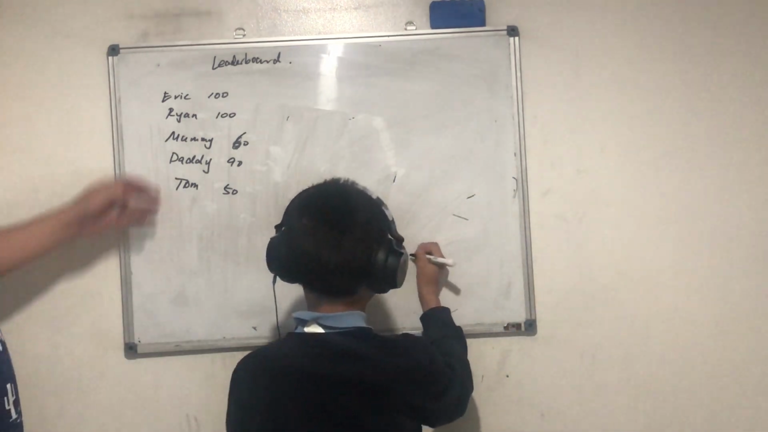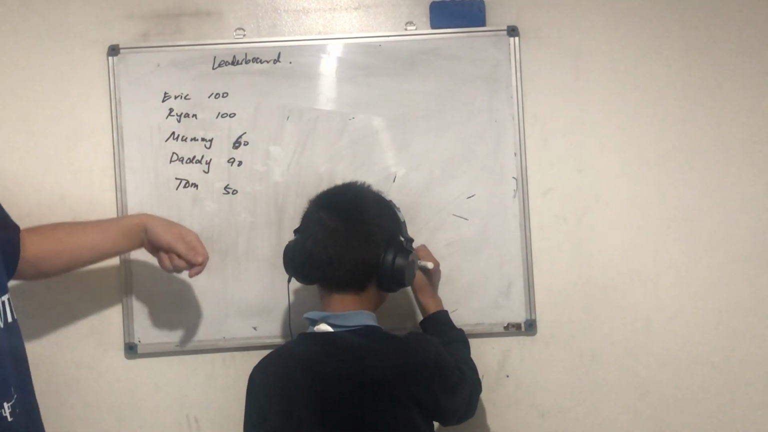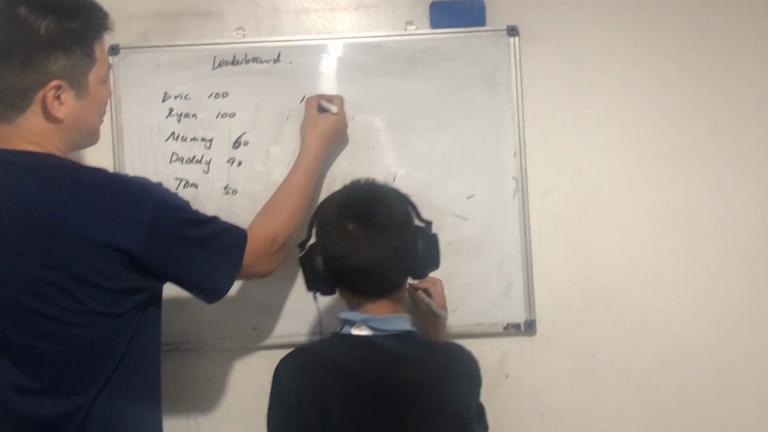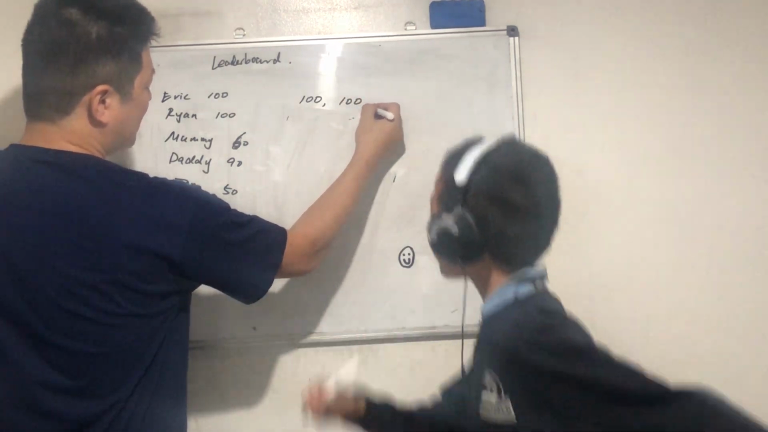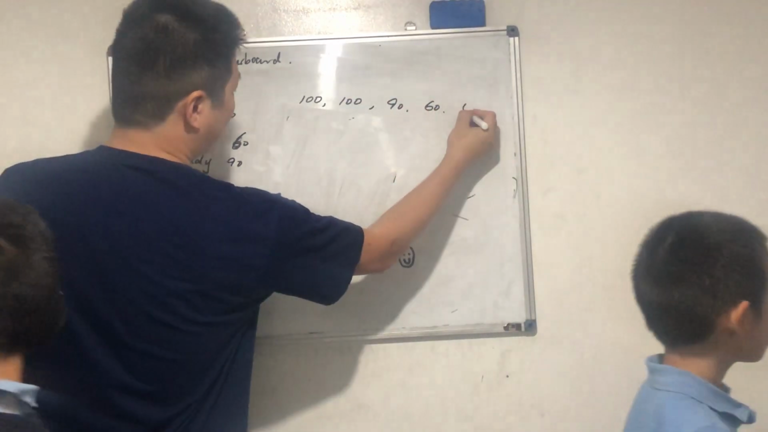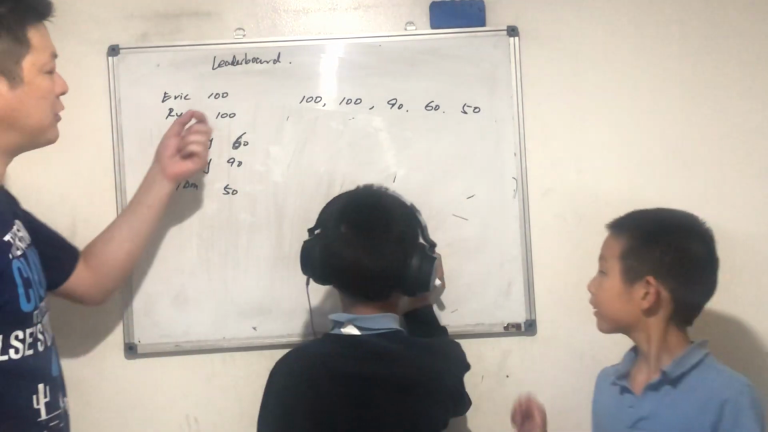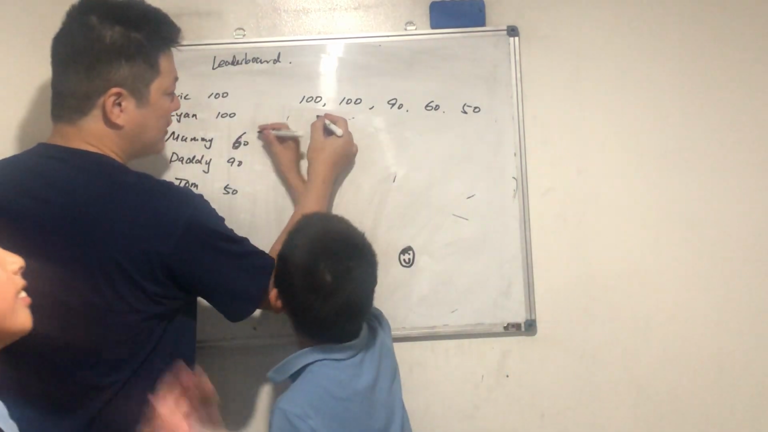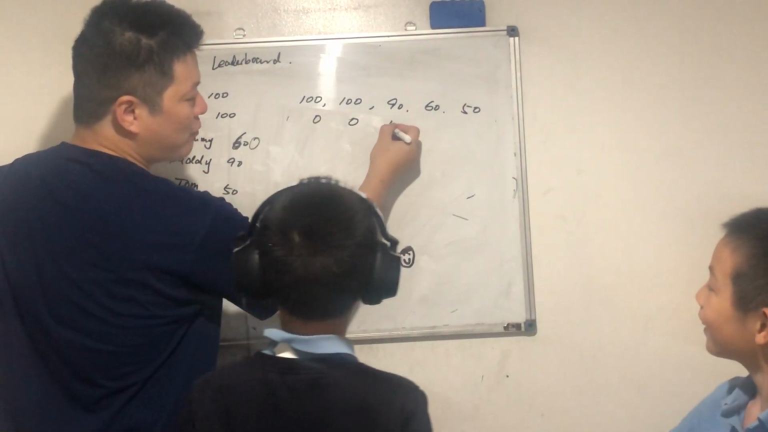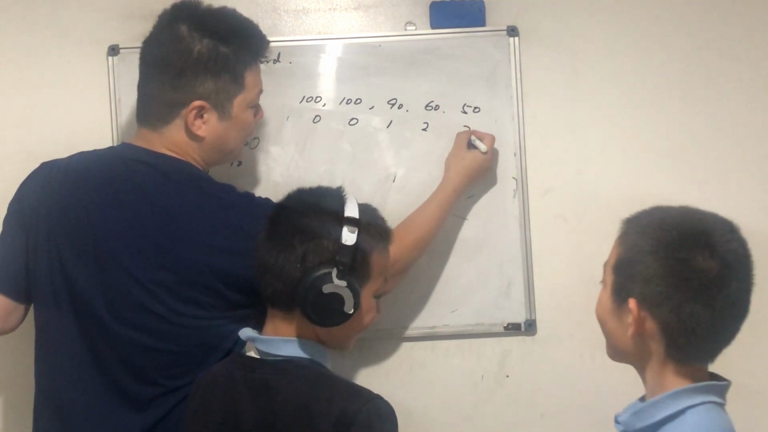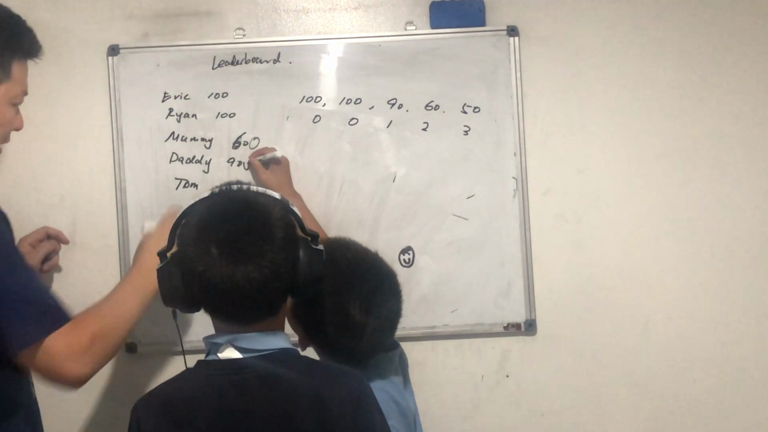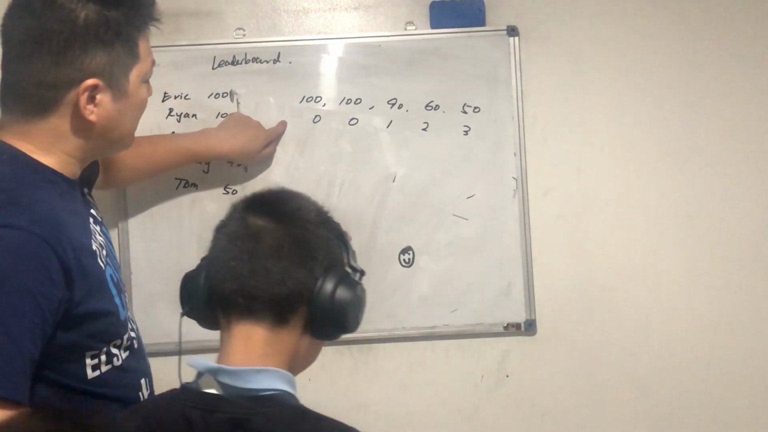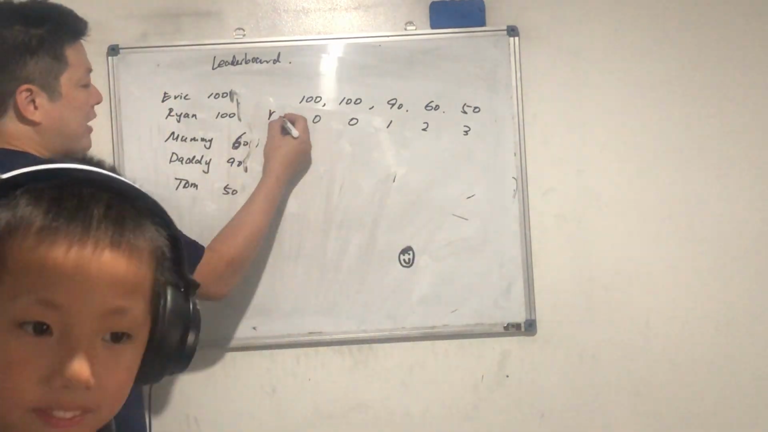So if we give a ranking, we sort it from the highest to the lowest: 100, 100, 90, 60, 50. If we put a ranking for each score, the top is 0, so we put a 0 here, then 1, 2, 3. So this is the ranking.